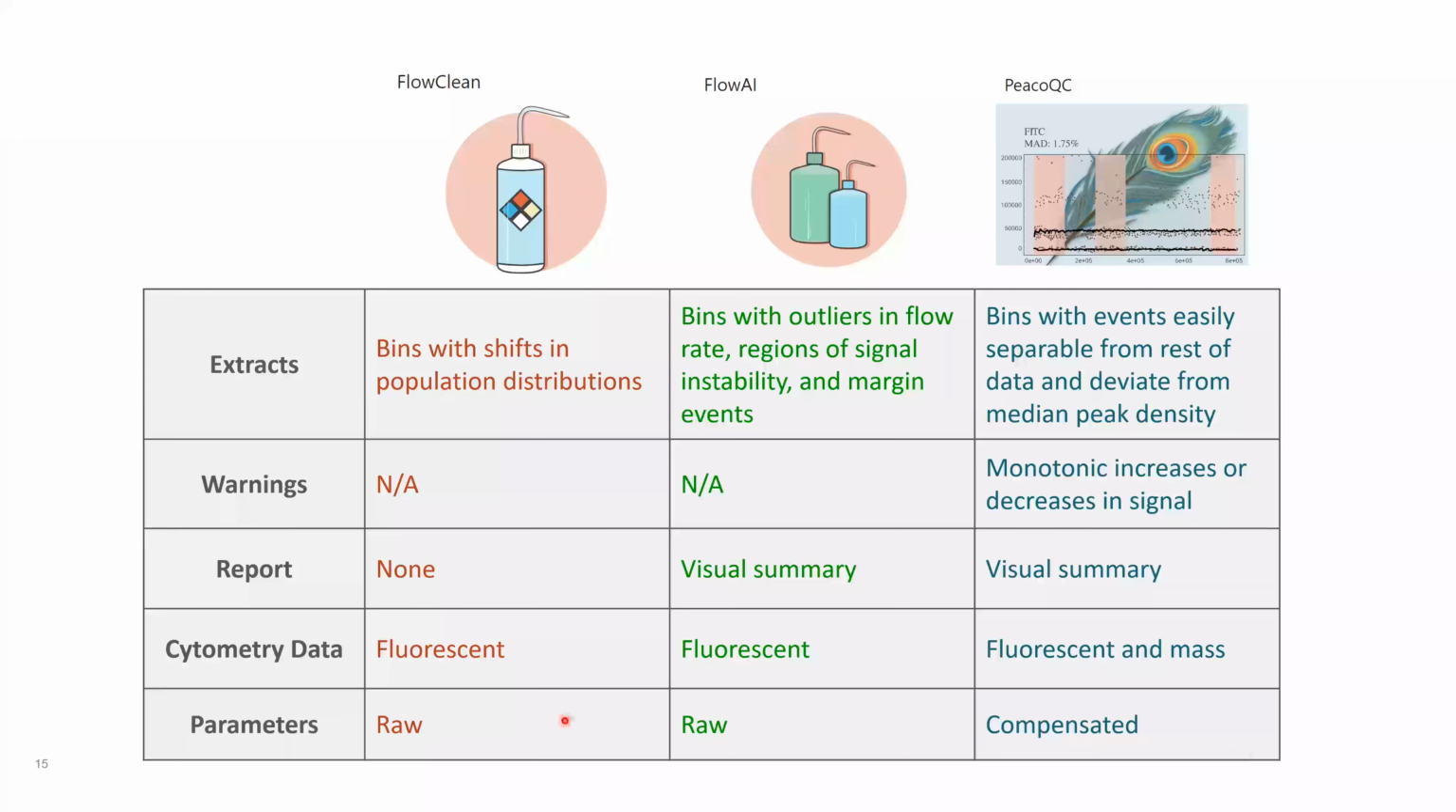Now, here's another key difference down here. FlowClean and FlowAI are going to take the raw, uncompensated, or unmixed parameters, particularly for fluorescent cytometry data, because they want the raw files before we have the confounding factor of compensation. Whereas the Peacock tool is going to use compensated parameters. So whether it's spectral or traditional, you need to make sure that some kind of compensation or unmixing has been applied to those parameters before you move forward with cleanup.